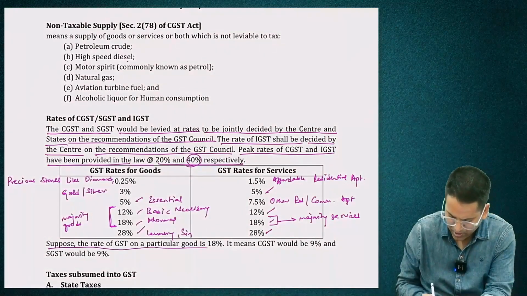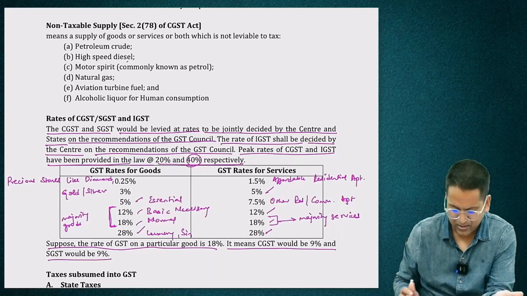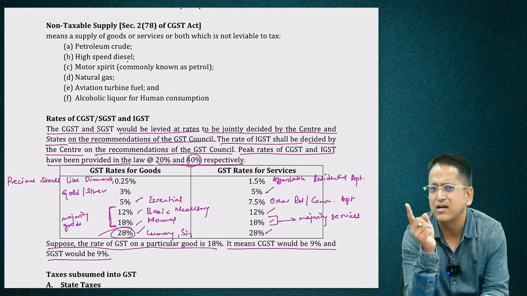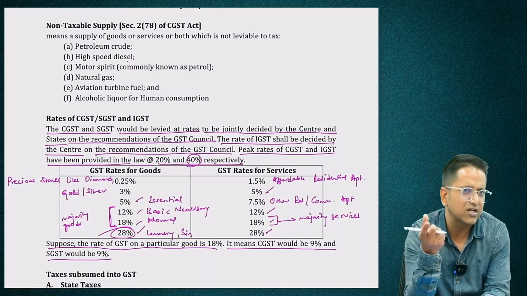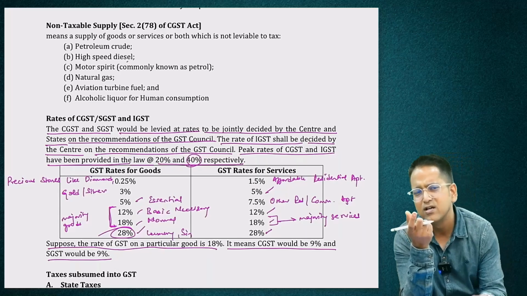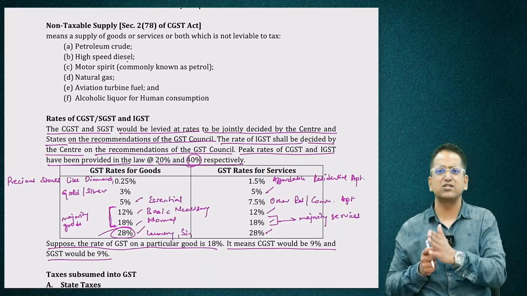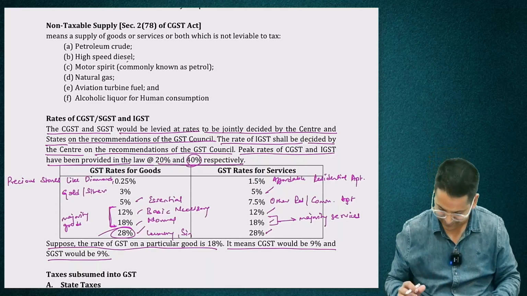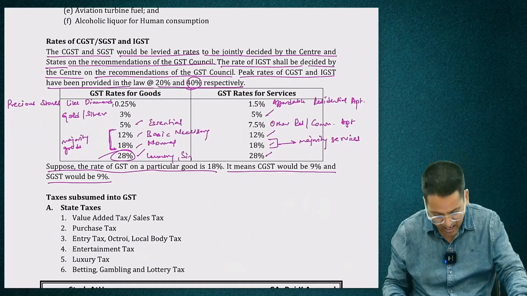Suppose the rate of GST on a particular good is 18%, it means CGST would be 9% and SGST 9%. It's straight talk. Suppose I say that the GST on any goods is 28%. This means IGST will become 28, CGST 14, SGST 14. If the GST rate on an item is 12%, what does that mean? 12% GST means IGST will be 12%, CGST 6% and SGST 6%. UTGST will also be 6%, right? Okay, so you have understood the rates under GST.